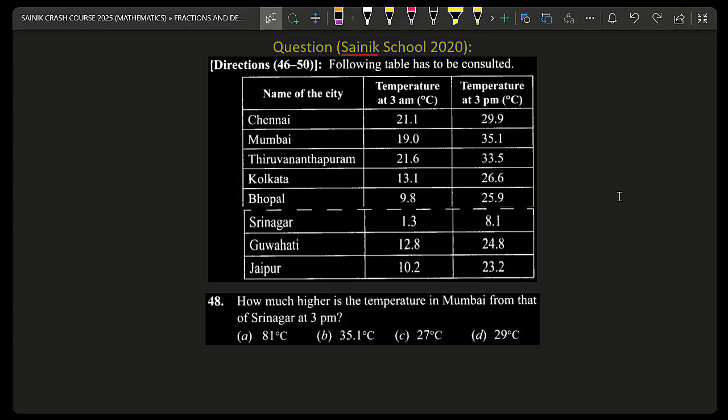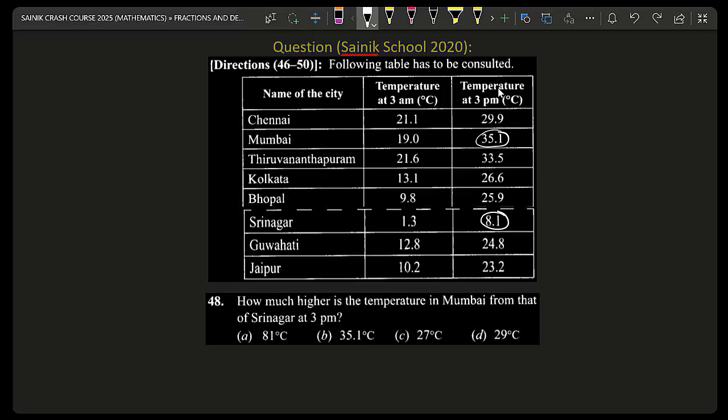So Mumbai at 3 p.m., what is the temperature? Sir, Mumbai 35.1. Yes, 35.1 degrees Celsius. And Srinagar at 3 p.m., what is the temperature? 8.1. Say units also. Temperature is measured in degree Celsius or degree Fahrenheit, but here it's given degree Celsius. 8.1 degree Celsius, right? Yes.